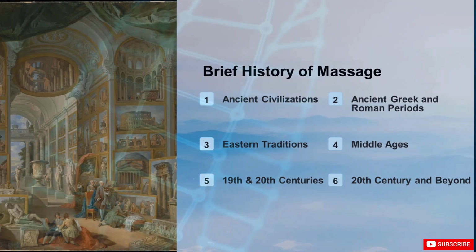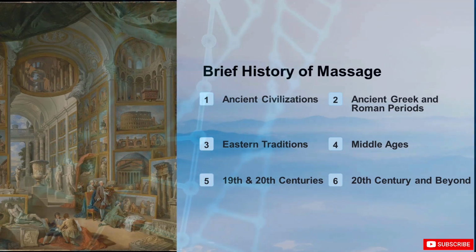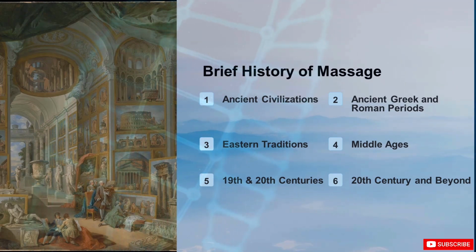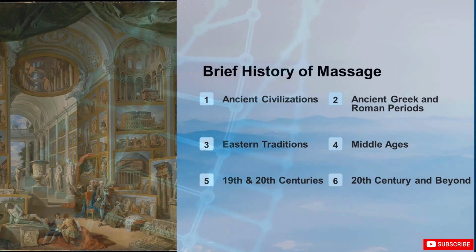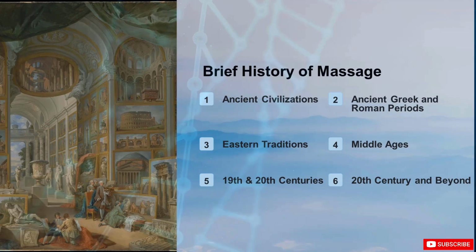4. Middle Ages. During the Middle Ages, massage practices faced periods of decline in Europe, partly due to social and religious factors. However, in the Renaissance period, interest in massage was revived. 5. 19th and 20th centuries. In the 19th century, Swedish physician Per Henrik Ling developed the Swedish massage system, which became a foundational technique for modern massage therapy. Around the same time, the introduction of formal massage schools and training programs in Europe and the United States helped standardize massage techniques and practices.